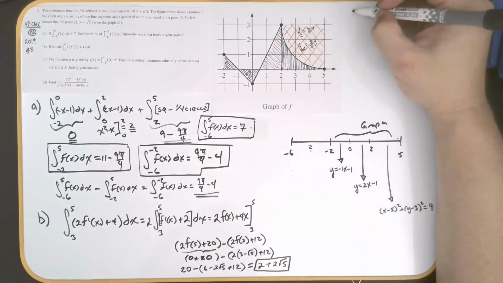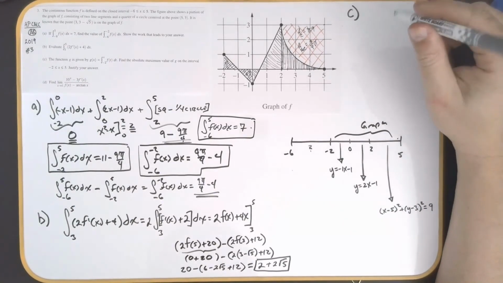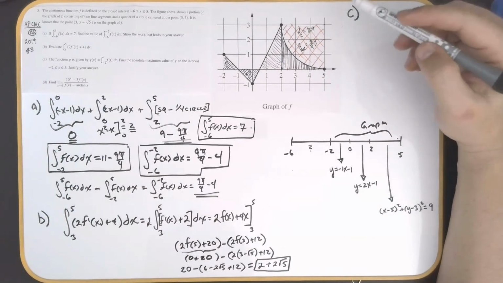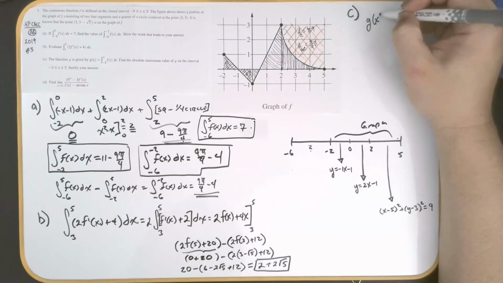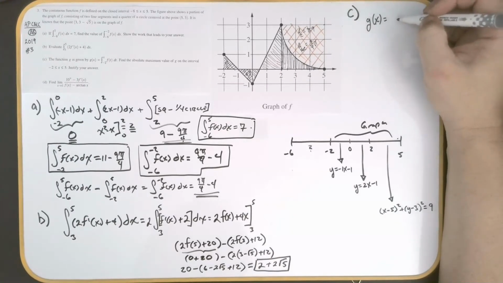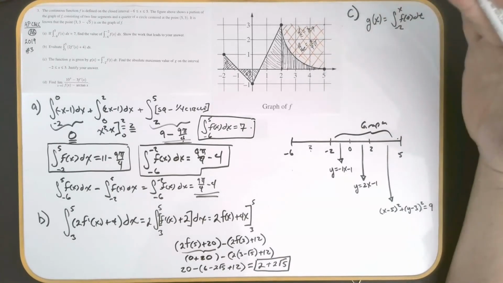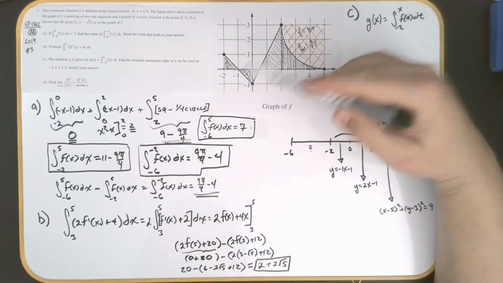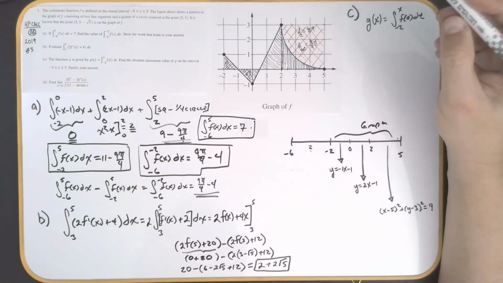I'm going to start part C way up high here. I think I can use some of this space. Let's see what happens. C says the function g is defined by g of x equals the integral from negative 2 to x of f of t dt. So, a new function g, just out of the blue. Find the absolute maximum value on the interval from negative 2 to 5 and justify your answer.